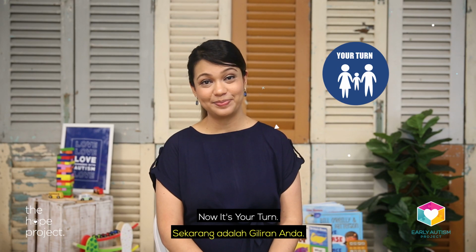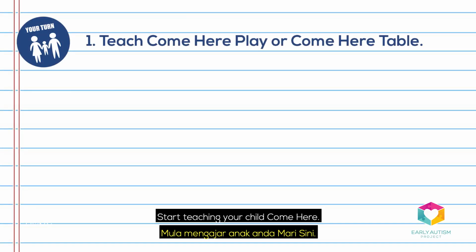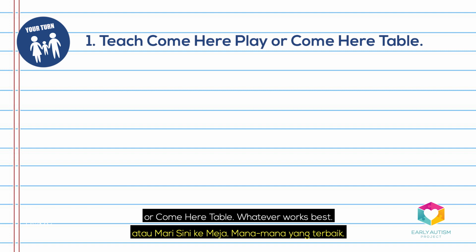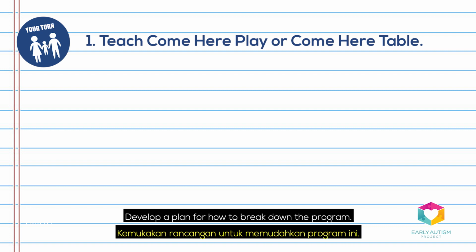Now it's your turn. Start teaching your child come here. First, decide whether you should teach them come here play or come here table. Whatever works best. If you feel your child's attention is still quite low, you can start with come here table first. Develop a plan for how to break down the program.